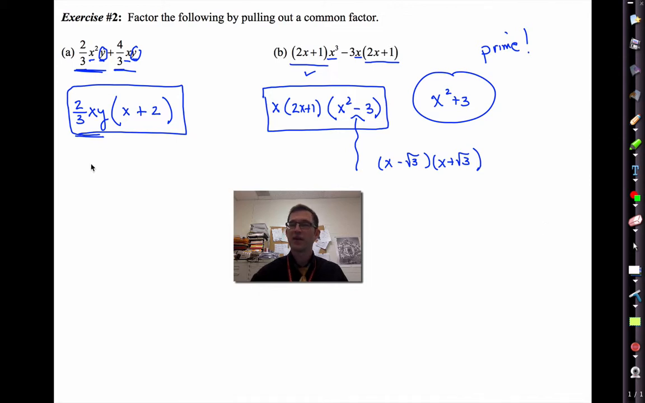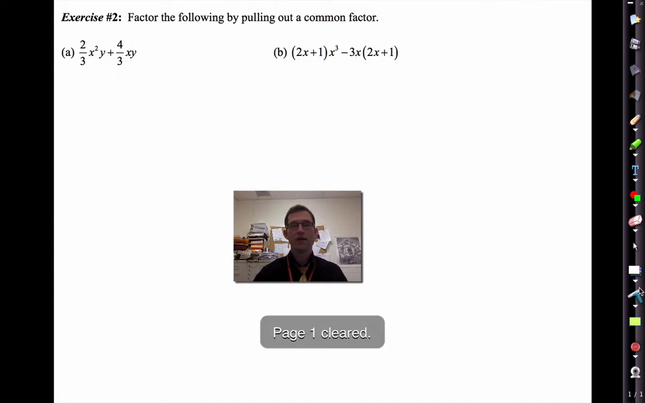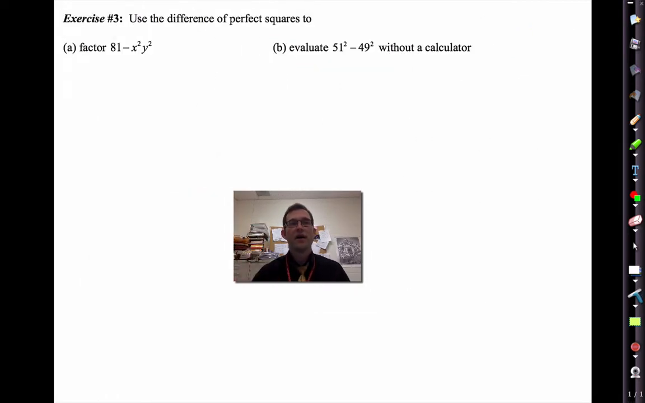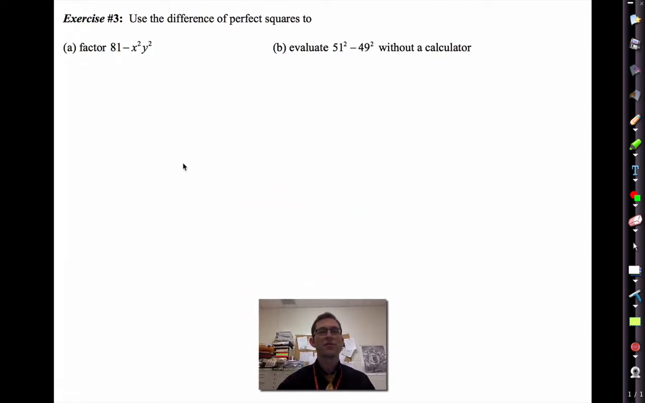All right, I'm going to clear out the text. Moving on. Okay, use the difference of perfect squares to factor that and evaluate in letter B. Now remember how the difference of perfect squares works. It says if I've got an expression that follows this form, a squared minus b squared, then I can factor it as a minus b times a plus b. All right? So we just have to recognize that form. Two things that are both being squared and a subtraction.